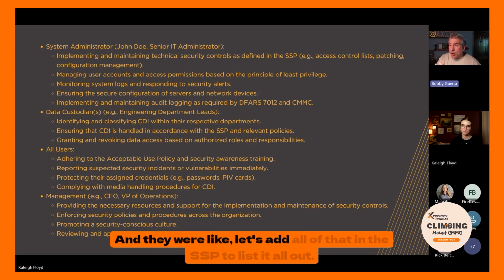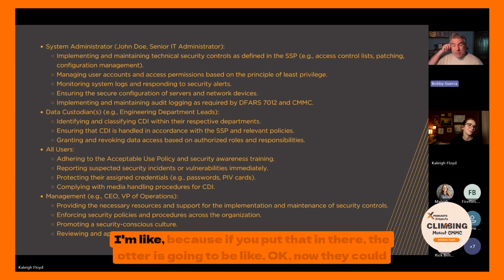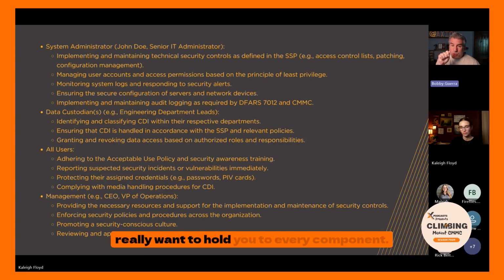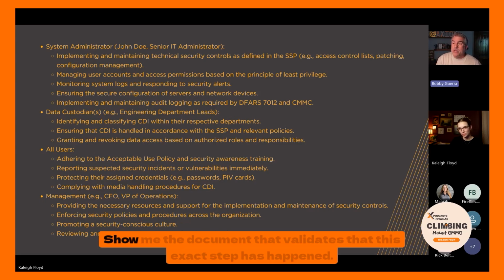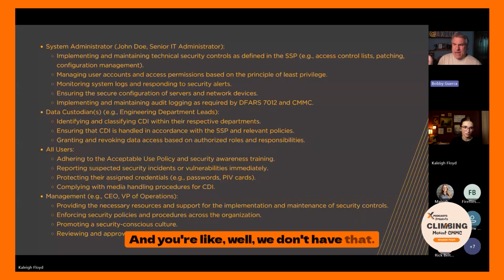And they were like, let's add all of that in the SSP to list it all out. And we were like, no. And they're like, what? You don't want to put this all in here? I'm like, because if you put that in there, the auditor is going to really want to hold you to every component. Show me the document that validates that this exact step has happened. And you're like, well, we don't have that. We just know that we're supposed to do that.